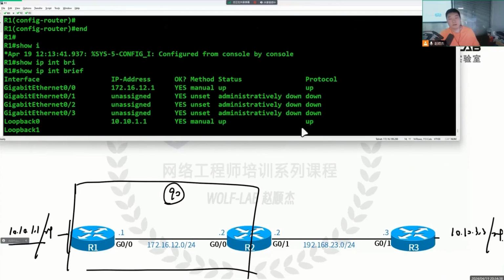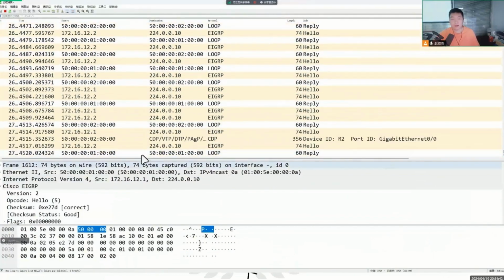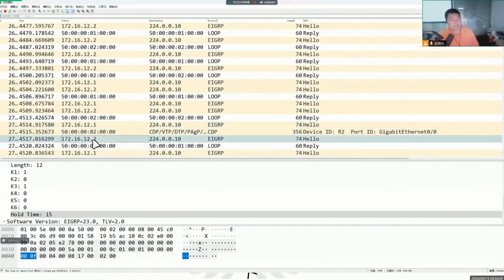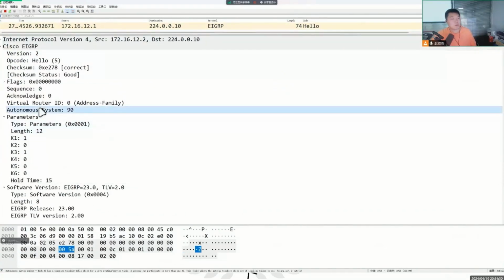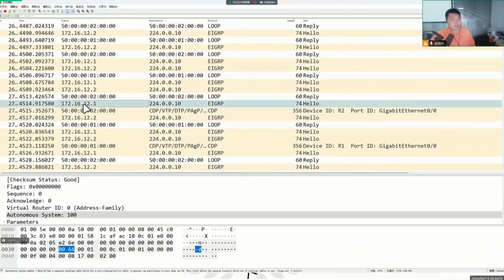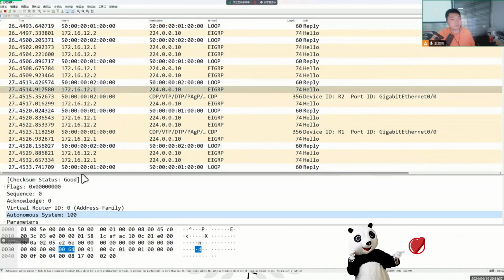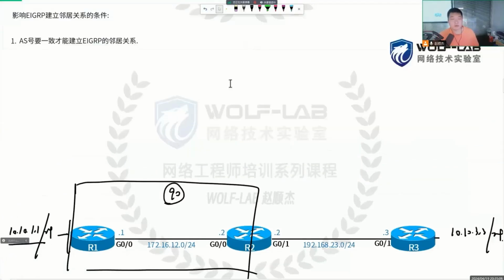So let's look at this data packet. In the data packet, R1 is sending hello packets to R2, and R2 is sending hello packets to R1, but nothing happened between them. R2 says I belong to AS90. R1 says I belong to AS100. We are not in the same neighborhood, not in the same building, so how can we become neighbors? At this time they don't recognize each other. I don't know you, you don't know me. So the neighbor relationship can't be established, so the AS number must be the same.